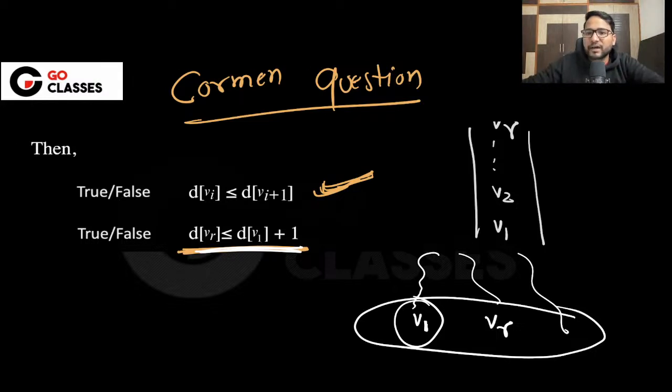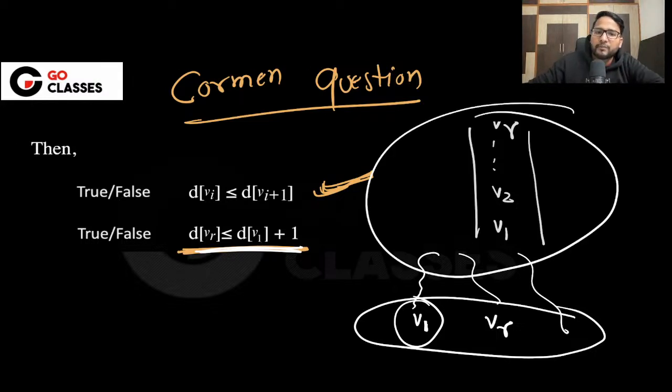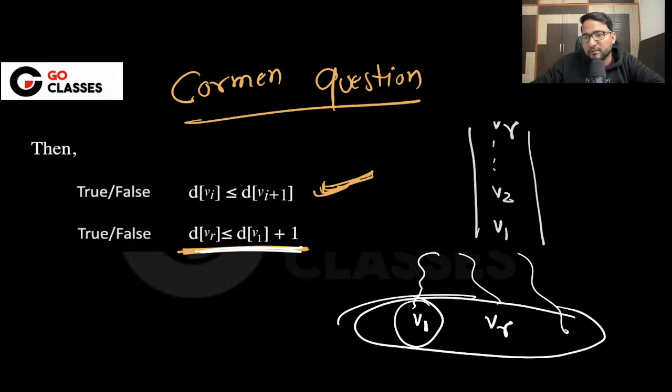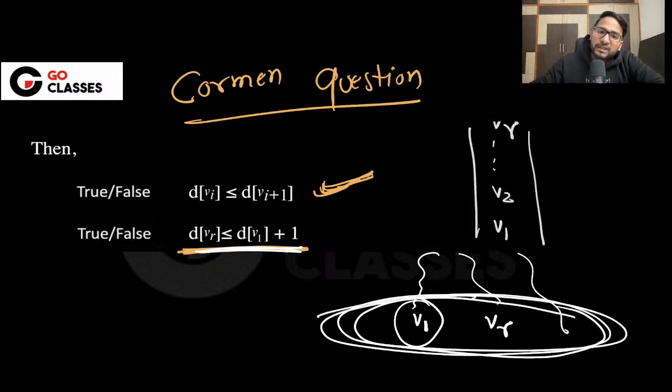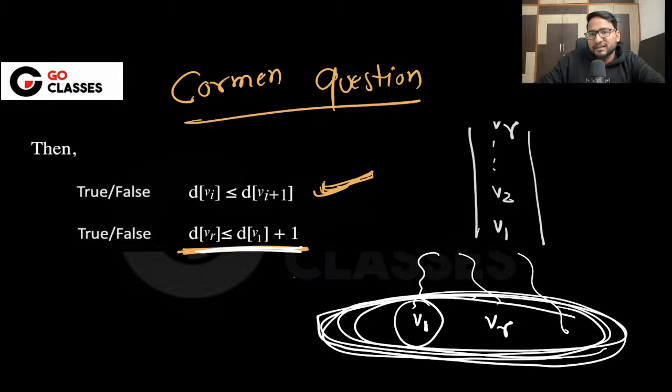See, if nothing is given here about v1 and vr, they are saying they cannot be on the same level. You don't know. Maybe they can be on the same level, right? They can also be on the same level. So in that case, it is false, right? They can be on the same level.